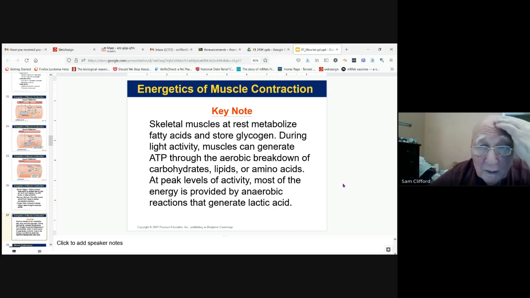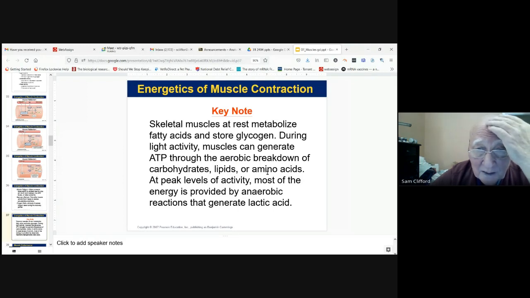Okay, so muscles at rest are going to metabolize fatty acids, store glycogen. In light activity, muscles can need oxygen to, aerobic means the availability of oxygen, to break down carbohydrates, lipids, and amino acids.